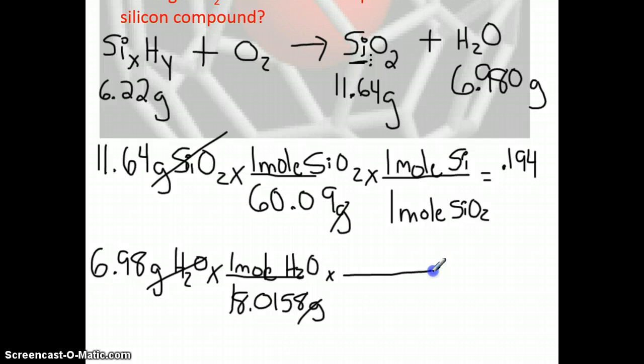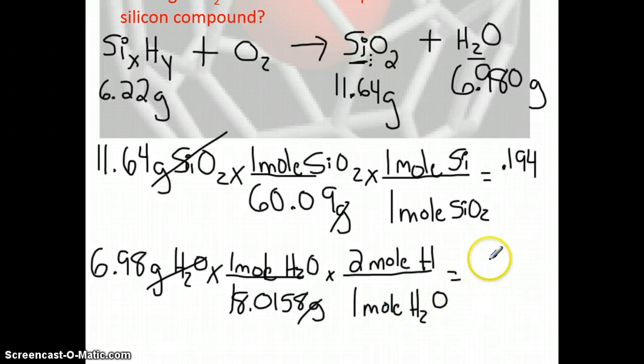Now let's get that from H2O to just H. We know that for every 1 mole of H2O, we have 2 moles of H, because of that little subscript 2 there. Then we multiply and divide, and that gives us 0.775. Now after you're here, you're done with the stoichiometry part. Now it's just an empirical formula problem.